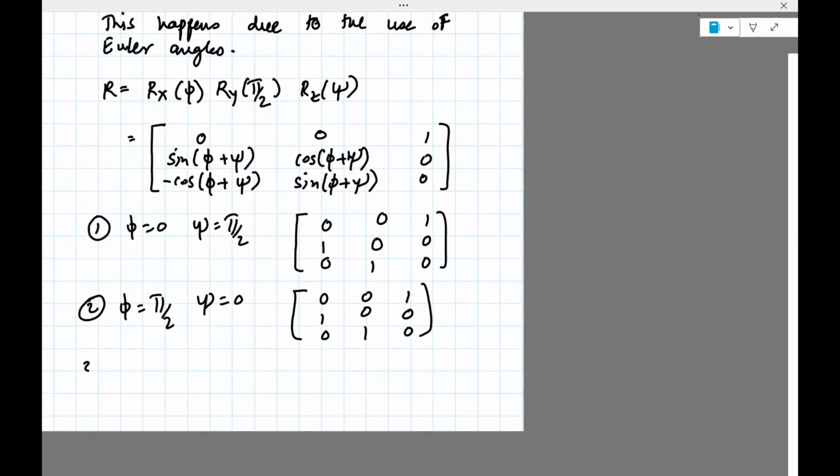You could also try something like this: phi equals psi equals pi divided by 4. Still the sum is pi divided by 2. You'll still end up with the same matrix. So what it means is these three test cases are three different ways in which the object has rotated, but the rotation matrix is just the same.